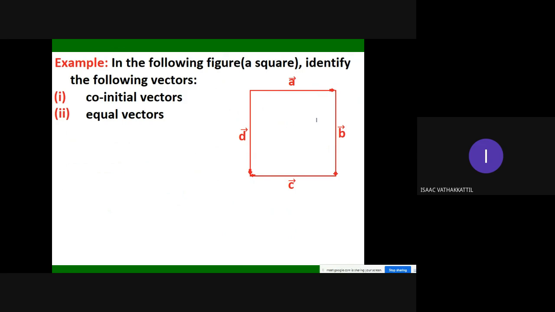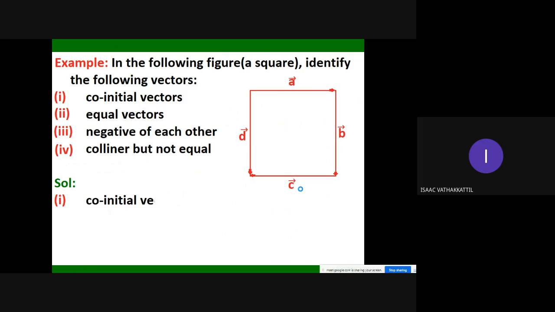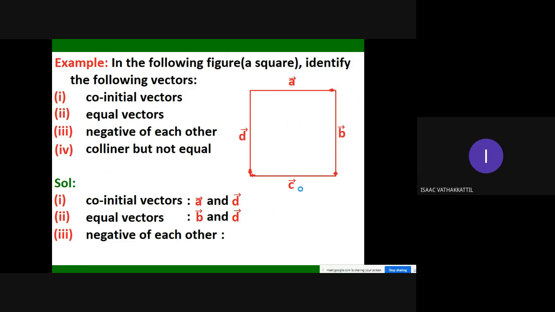Equal vectors, you can even go on telling equal vectors. B and D are equal vectors. Negative of each other: A and C are negative, collinear but not equal. B and D are collinear and equal. So A and C itself are collinear but not equal. I think that's done. Equal vectors, negative of a vector, collinear but not equal.